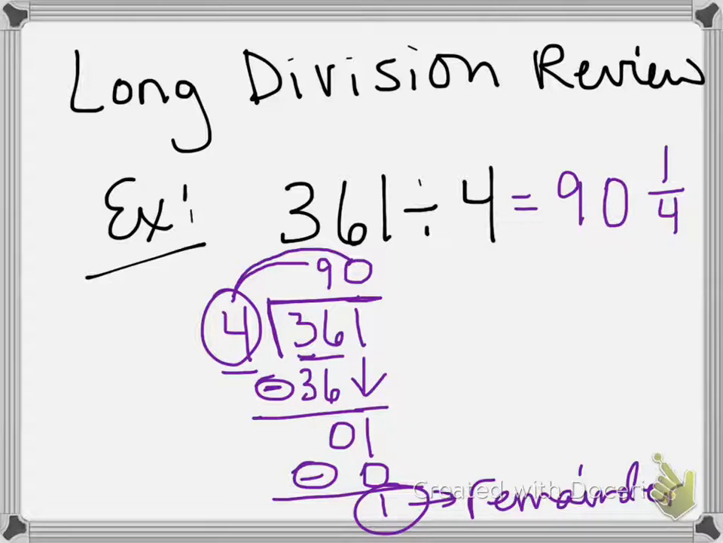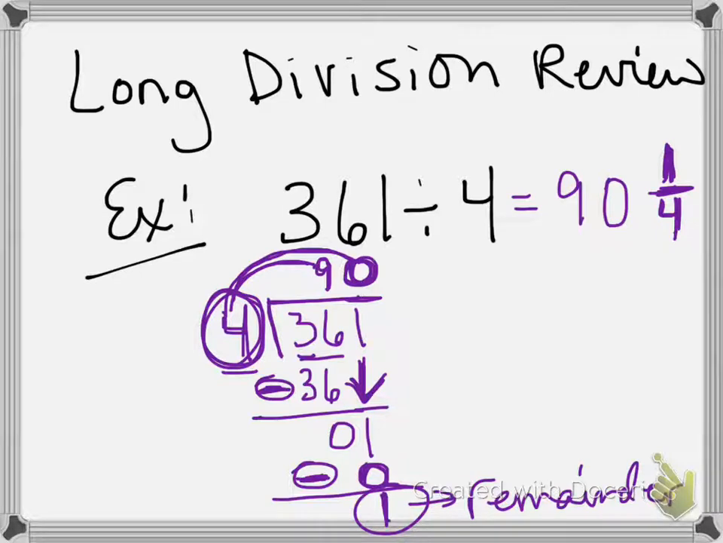So the process was 4 times what gives me 36. Then I wrote the 9 and I distributed it back through. Then I subtracted. Then I brought the number down. Then I said 4 times what gives me 1, and the closest answer is 0. So I distributed, 0 times 4 is 0. Then I subtracted, 1 minus 0 was 1, and that was my remainder. My remainder went on top, and this is called your divisor. The divisor goes in the bottom.